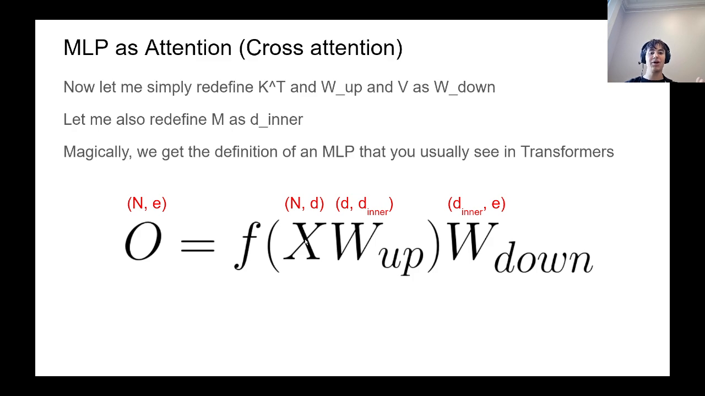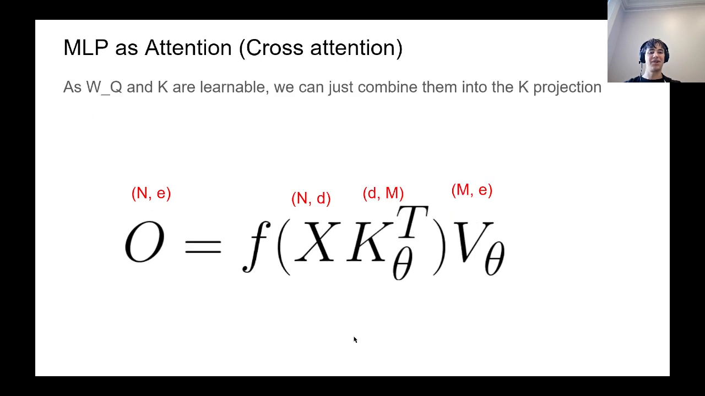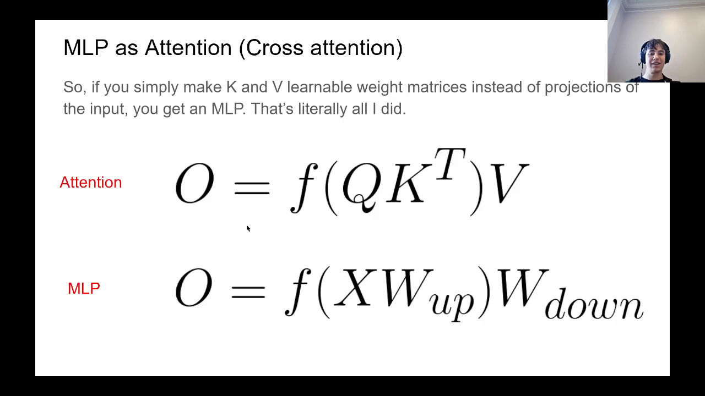So magically, we get an MLP. Look at that. In transformers, you have your attention and then you have an MLP. This is an MLP, and all I did was two things: I made our keys a static weight matrix, and I made our values a static weight matrix. Notice how I just redefined this as W up and W down. This is an MLP. They're the same thing.